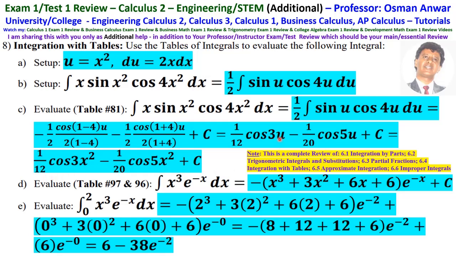Then simply substitute u back into x squared. Then this is 1 over 12 cosine 3x squared minus 1 over 20 cosine 5x squared plus C.